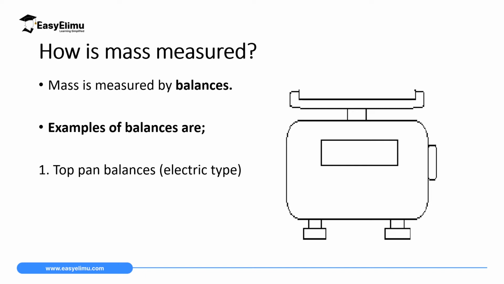Now, how is mass measured? Mass is measured by an instrument we call a balance, and when there are many we call them balances. Now we have two types of balances. The first one is what we call the top pan balance, and this one is electrical type. It uses electricity. Either you insert it on a socket or you use a battery, so it's an electrical type, and we are going to realize that it's very accurate. It uses electricity and it's very easy to use.